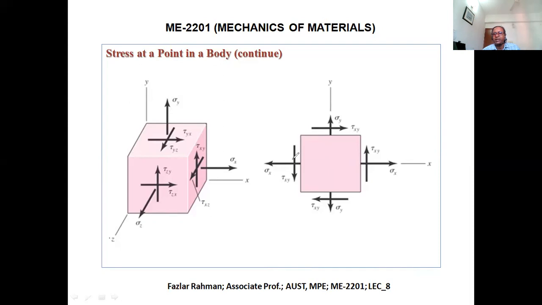That means they try to rotate the body anti-clockwise, and these two shear stresses, this one and this one, try to rotate the body clockwise, and this one anti-clockwise, and this one clockwise, like this way. So their magnitudes are the same and equal, so it becomes neutral.